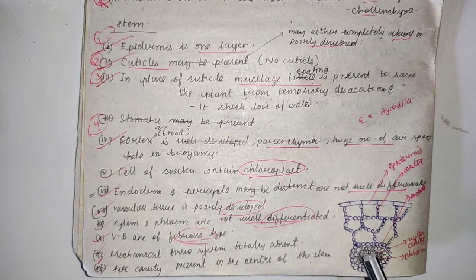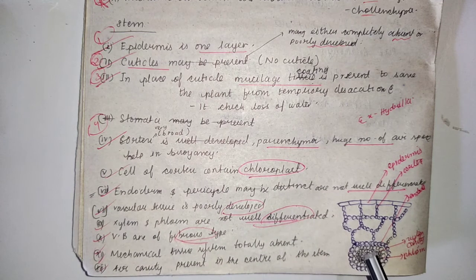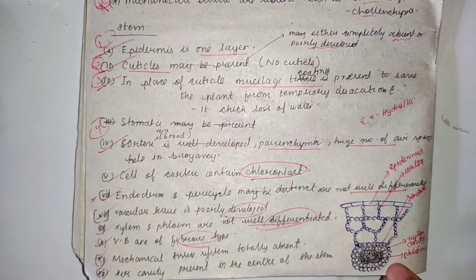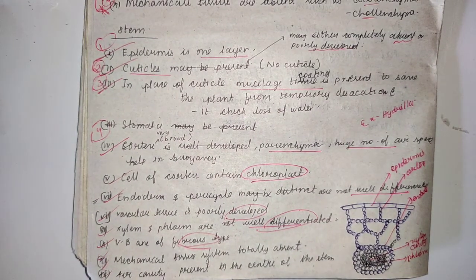That means xylem and phloem are present at the center and no mechanical tissues are present, and the air cavity is present at the center of the stem. That means in the vascular bundle also an air cavity is present. So this is all about the stem of the submerged hydrophytes.